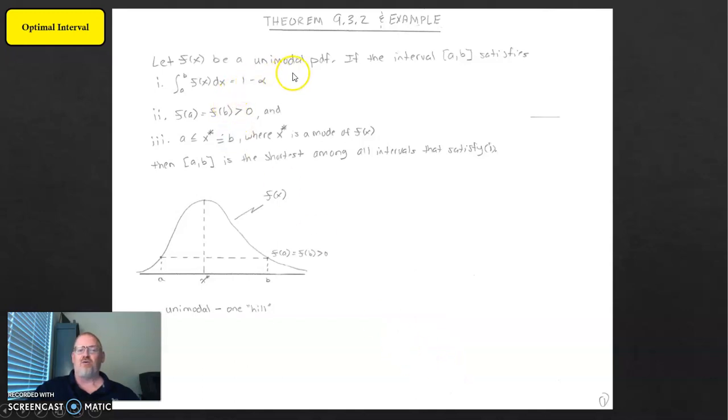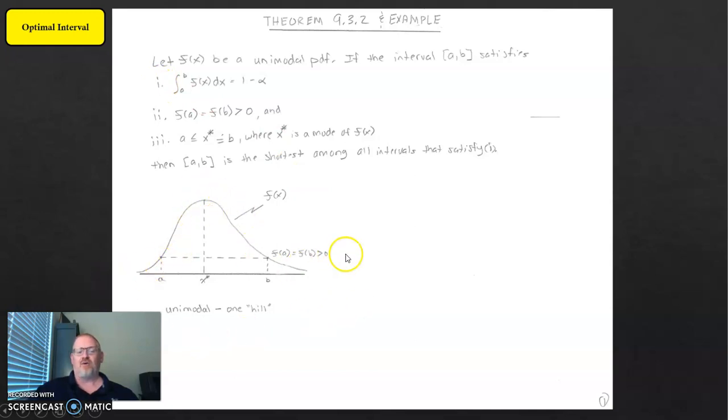It says let f(x) be a unimodal, meaning single hill, PDF. Part 1: the interval [a, b] satisfies the integral from a to b of f(x) dx equals 1 minus alpha. Part 2: f(a) equals f(b), and those two are greater than 0. Condition 3: x asterisk is greater than or equal to a and less than or equal to b, where x asterisk is a mode of f(x). Then this closed interval is the shortest among all the intervals satisfying condition 1 above.